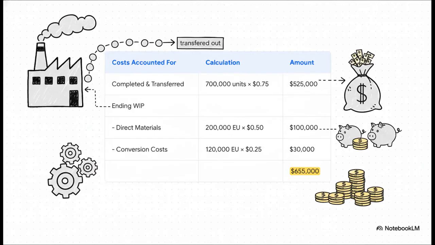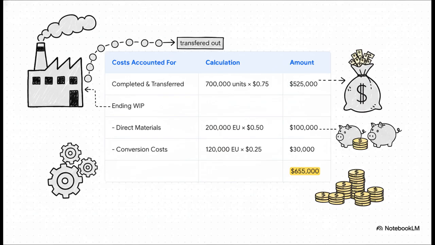Let's take a look at this cost reconciliation schedule. First, we account for the costs of the units that were completed and transferred out. We finished 700,000 units, and we know the total cost per unit is 75 cents. So 700,000 times $0.75 gives us $525,000. That's the cost of the finished goods.